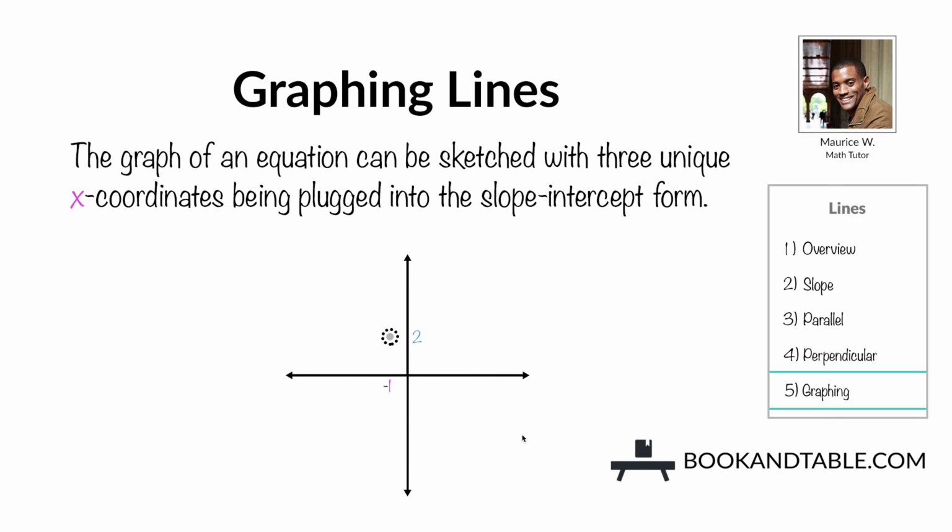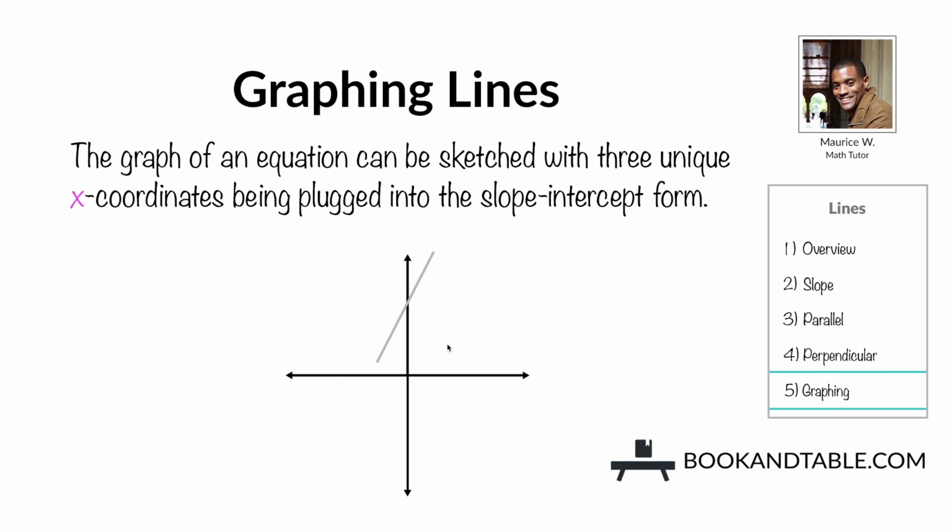So the graph of an equation can be sketched with 3 unique x-coordinates being plugged into the slope-intercept form. So if you had one point and you plotted it on the coordinate plane, you had a second point from this equation and a third point. Since a line is going to continue with the same slope, 3 points with a consistent slope is all you need to see what that line would look like. And once you draw a line through these 3 points, you'll get a sketch of the line.